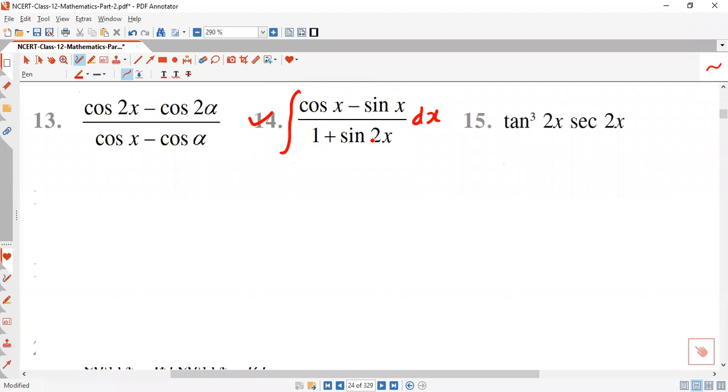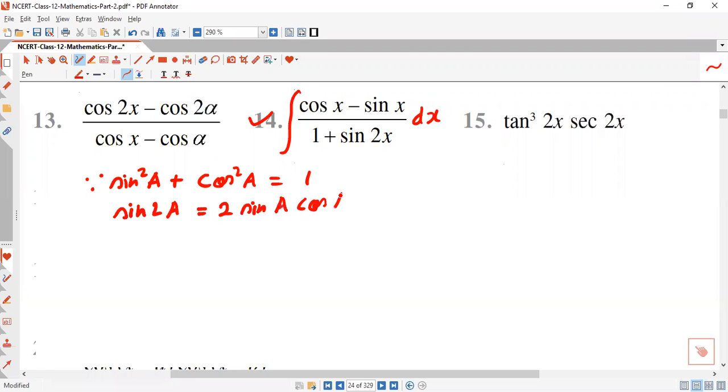It can be converted in the form of cos x plus sin x. Let's see how. Since we know sin square a plus cos square a equal to 1, and sin 2a equal to 2 sin a cos a. All right. So 1 plus sin 2x can be written as sin square x plus cos square x plus 2 times sin x cos x.